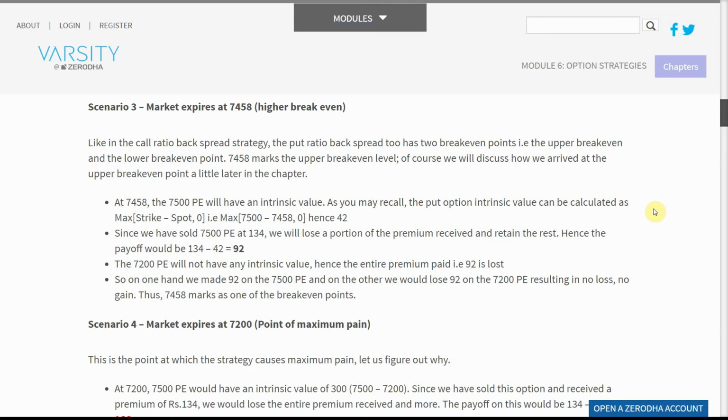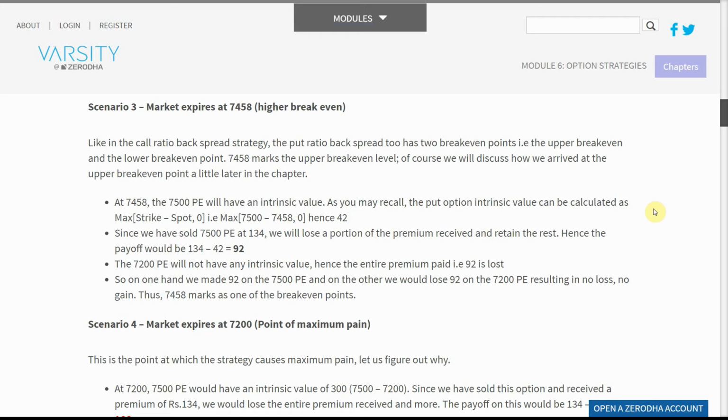As you may recall, the put option intrinsic value can be calculated as max(strike - spot, 0), i.e. max(7,500 - 7,458, 0), hence 42. Since we have sold the 7,500 PE at 134, we will lose a portion of the premium received and retain the rest. Hence the payoff would be 134 - 42 = 92.